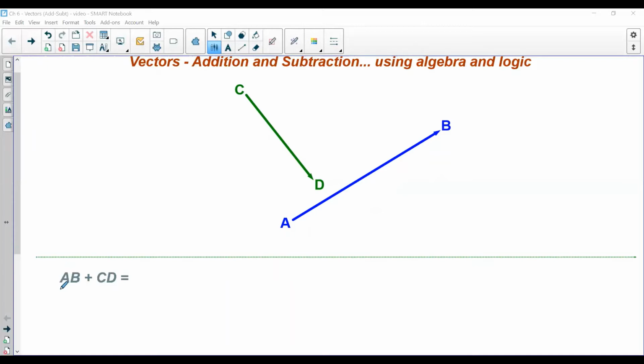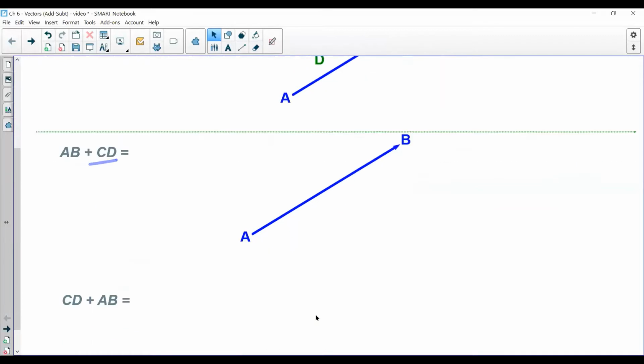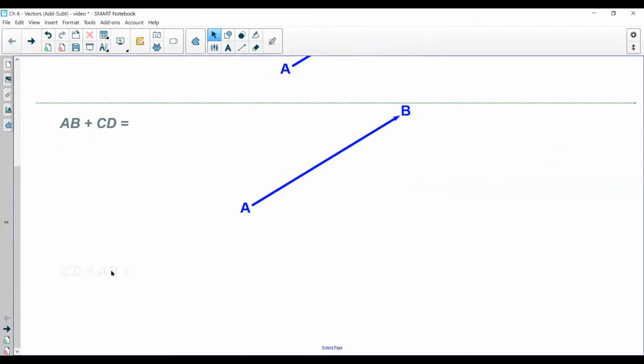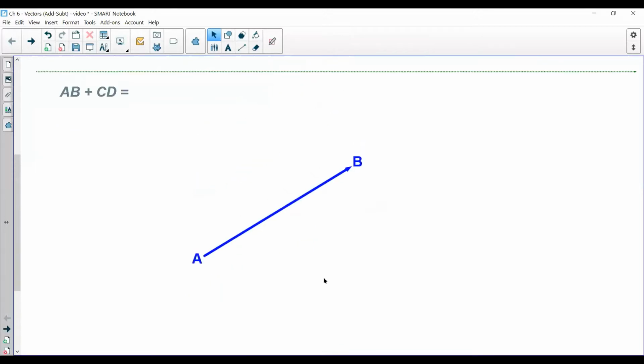So here's some algebra: AB plus CD. What this basically means is I want a starting movement that represents this here, so I want to travel in this direction. The direction is implied by the slope or the gradient of the vector. This vector has a steepish slope, and it looks almost like a 45 if you look at it from that point of view.